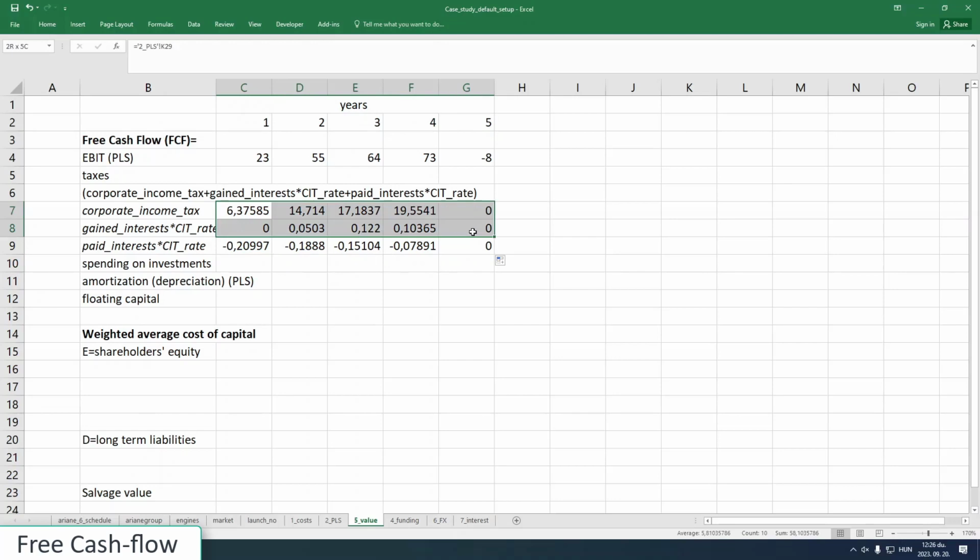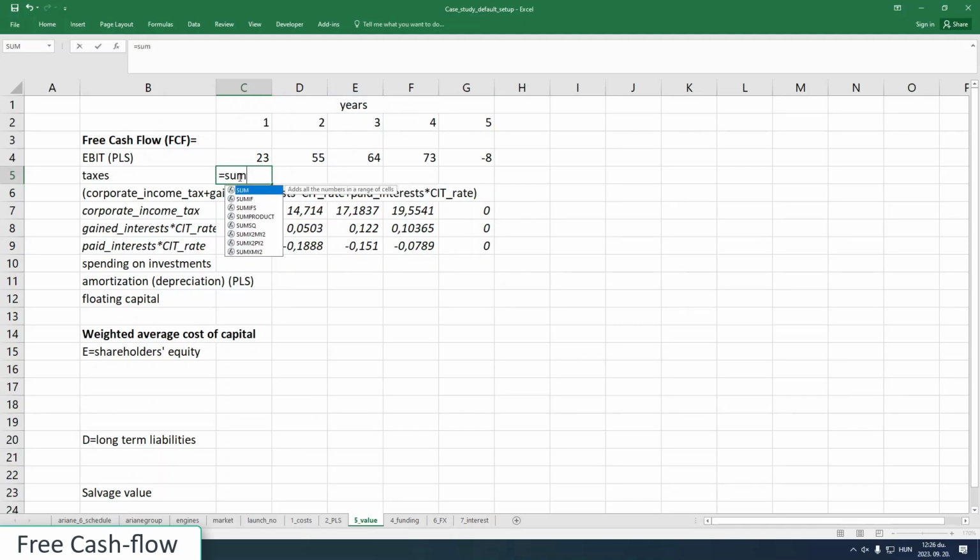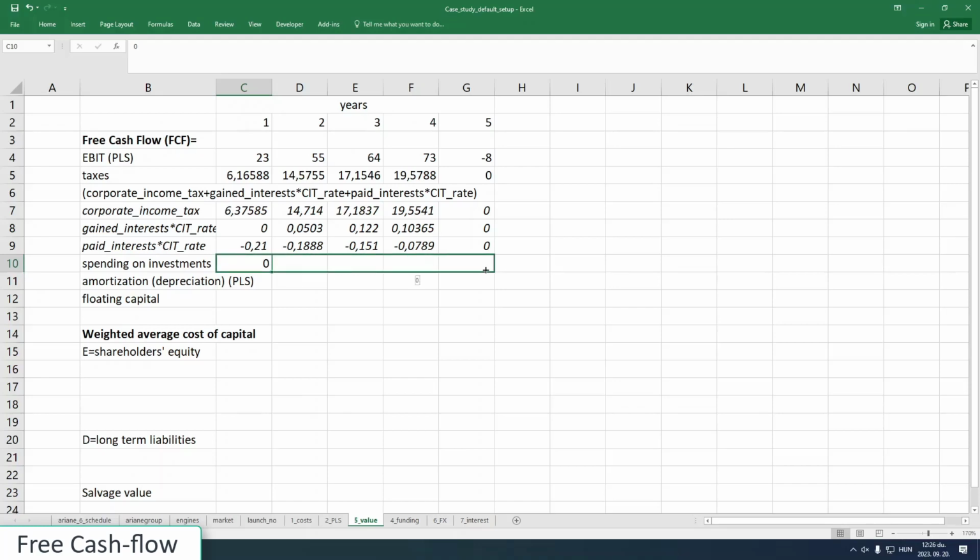So first of all, we did this. Then we have to add them together with a nice sum function. Okay, what I mentioned yesterday, that we don't care about spending on investments because it would complicate things, so we will set it to 0. Depreciation.